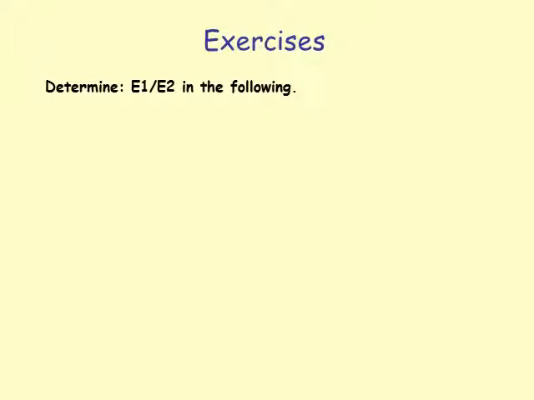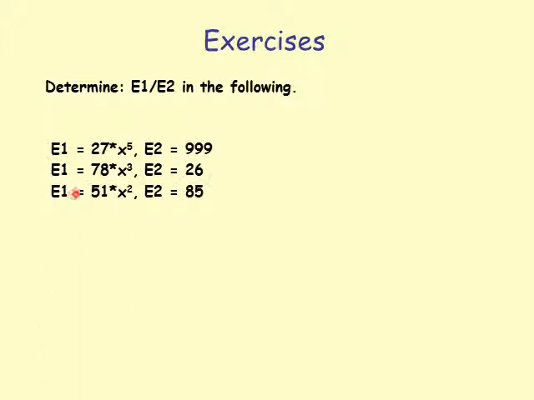Let's do some exercises. Determine E1 divided by E2 in the following. E1 is 27 times x to the 5th power and E2 is 999. Next example: E1 is 78 x cubed and E2 is 26. Another example: E1 is 51 x squared, E2 is 85.